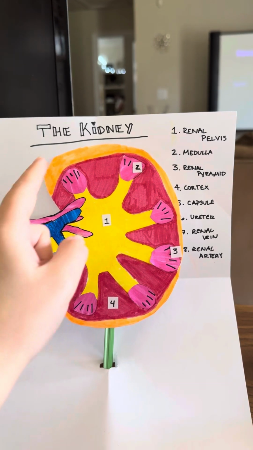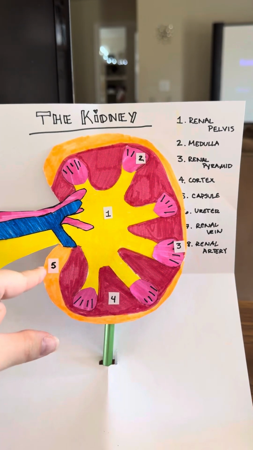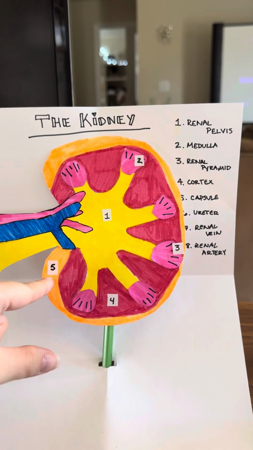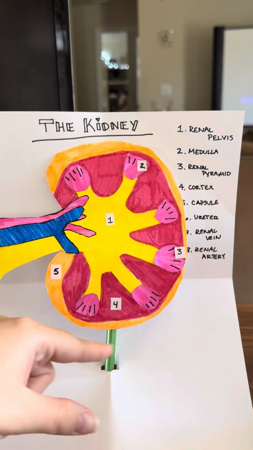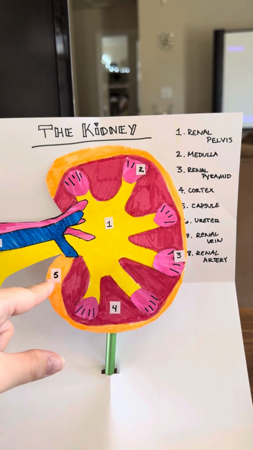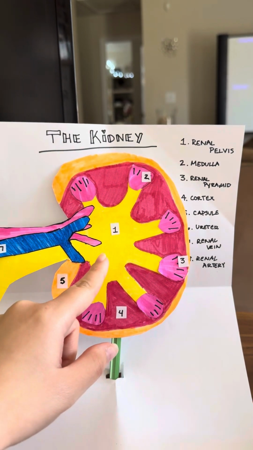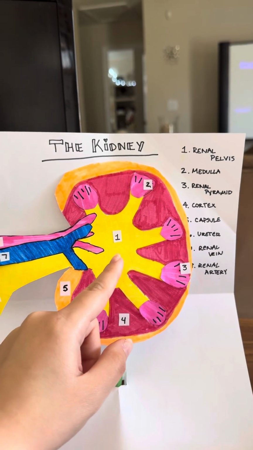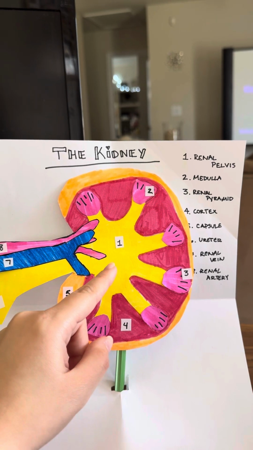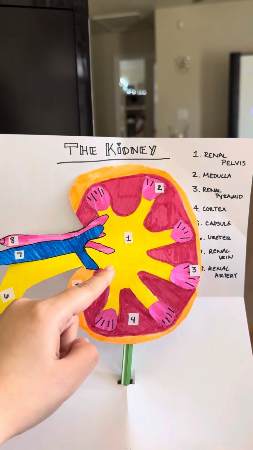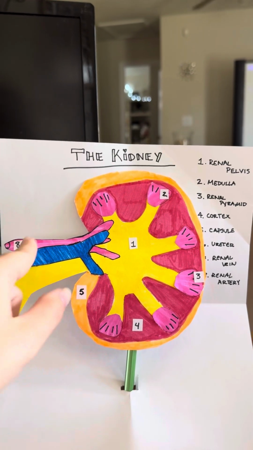It is surrounded by a tough fibrous capsule, which is number 5. This is the orange. That is the capsule. And then we'll start off with 1. This is the renal pelvis. The renal pelvis is where the urine meets to flow down to the ureter. And the ureter is number 6.